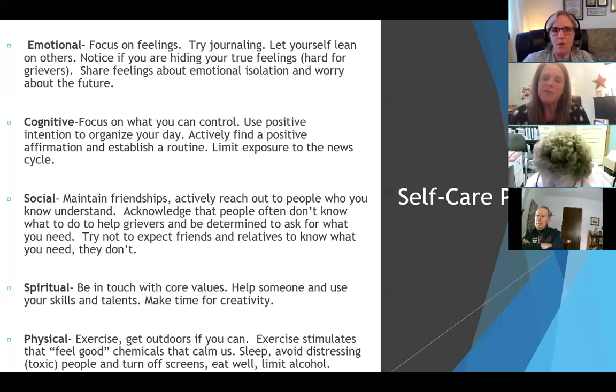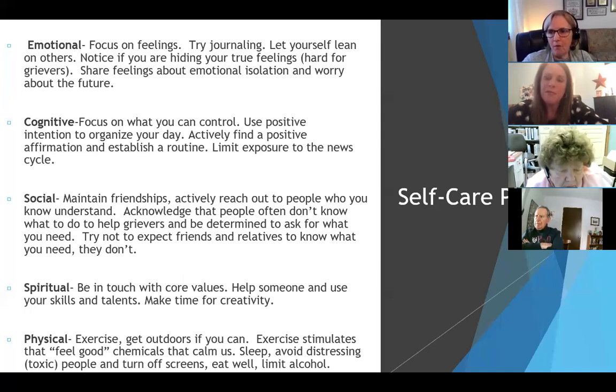Spiritual, be in touch with your core values. That can be religious, it can be nature. What is it that fills you up? And physical, get outside, just do what you can, do things that help calm us.